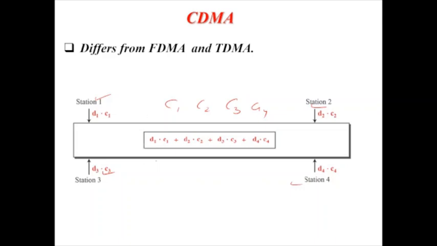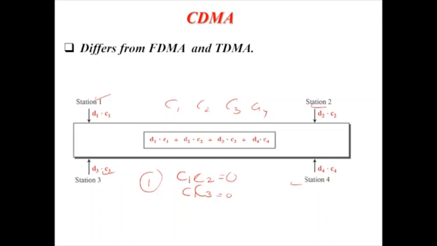Which are those properties? I'll mention them over here. The first property says that if we multiply each code by another, we should get 0. For example, if I multiply C1 and C2, the outcome should be 0. The same holds for C1 with any other code, and the same is the case with all other codes. If I multiply C1 with C3 or C4, it will result in 0. So if we multiply each code by another, we should get 0.